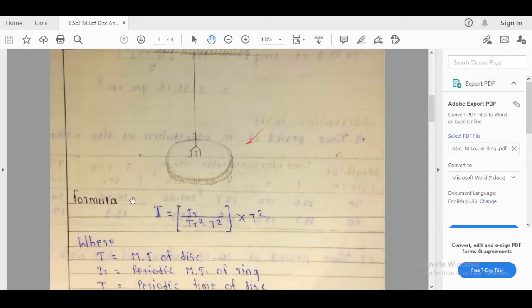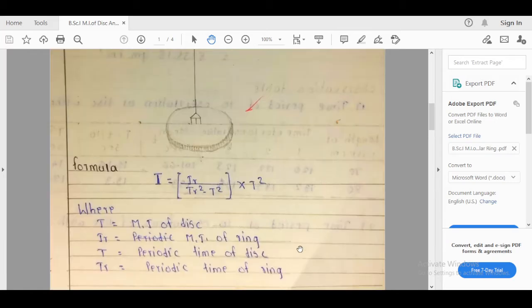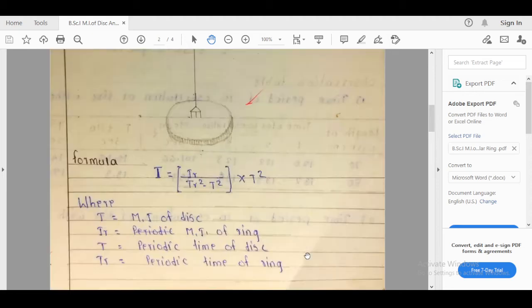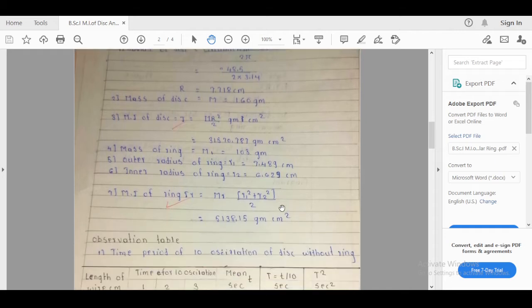Now we have to calculate the moment of inertia of the disc, I, with this formula: I equals I_R upon (T_R squared minus T squared), and this ratio we have to multiply by T squared. Now the interpretation of this formula is like this. I is the moment of inertia of the disc, I_R is the moment of inertia of the ring, T is the periodic time, and T_R is the periodic time of the ring. Then actually we have to perform the experiment.